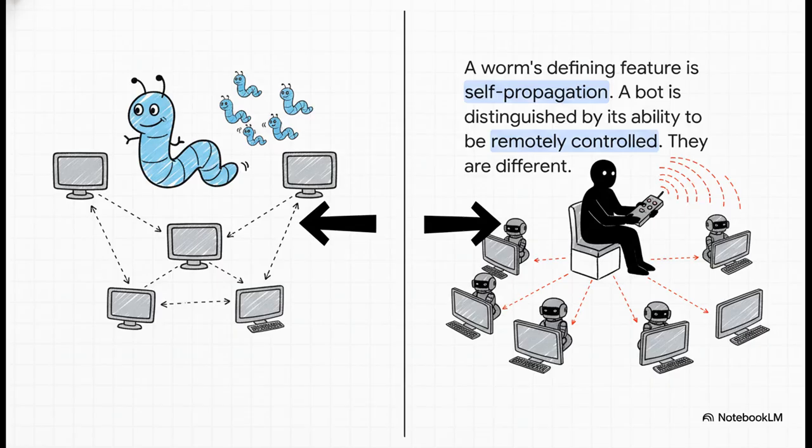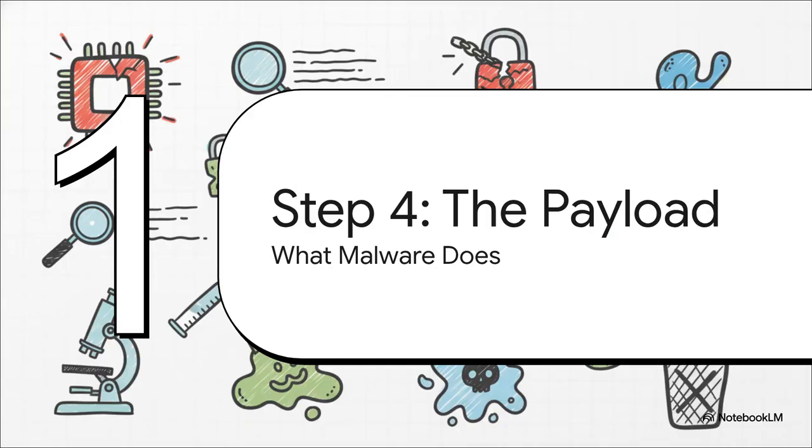Replication is not the same thing as remote control. A worm's defining characteristic is that it self-propagates. A bot's defining characteristic is that it can be remotely controlled. They are fundamentally different things, and I can almost guarantee your exam will test you on this distinction. And that brings us to the final step in our framework. The malware is on the system. We understand its nature, but what's its mission? What is it actually there to do?